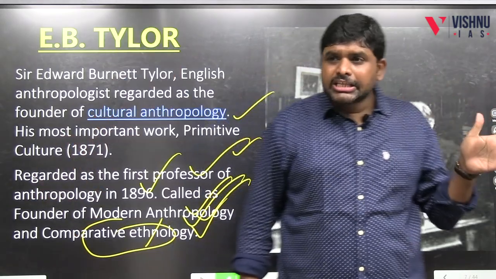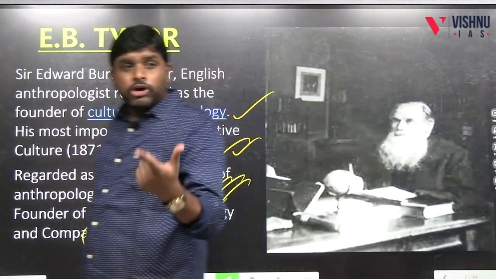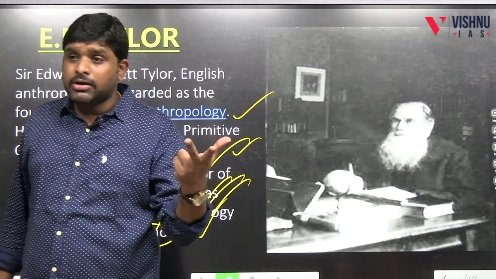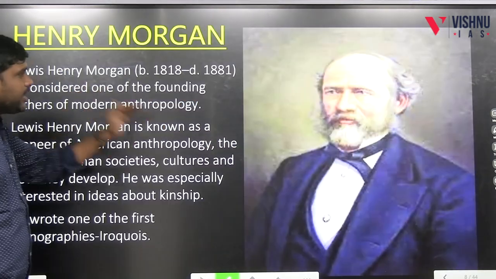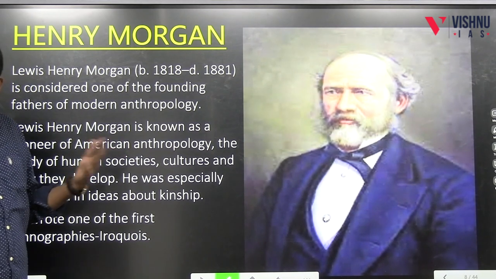So, he is a British anthropologist. Number two, he is the founder of cultural anthropology. Number three, his famous book, Primitive Culture. Then Henry Morgan. Three people, their introduction, we have to know.